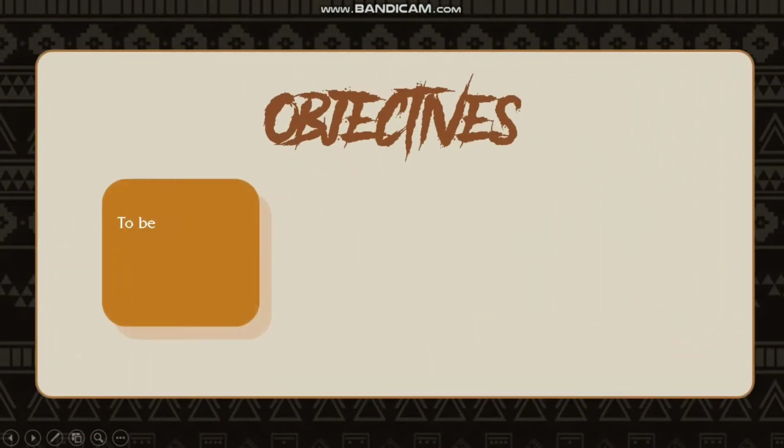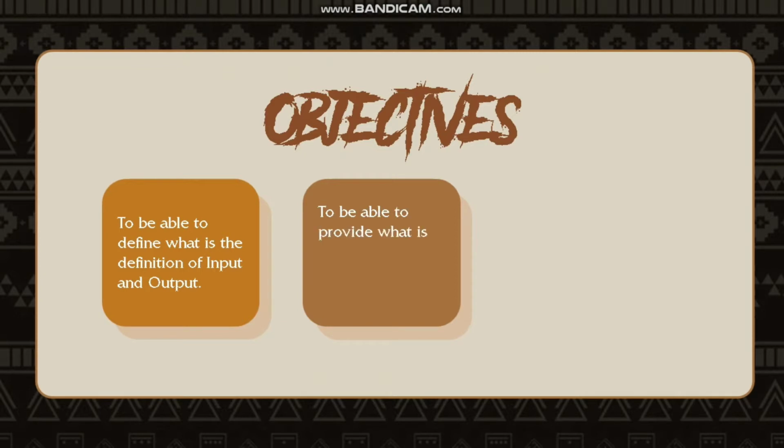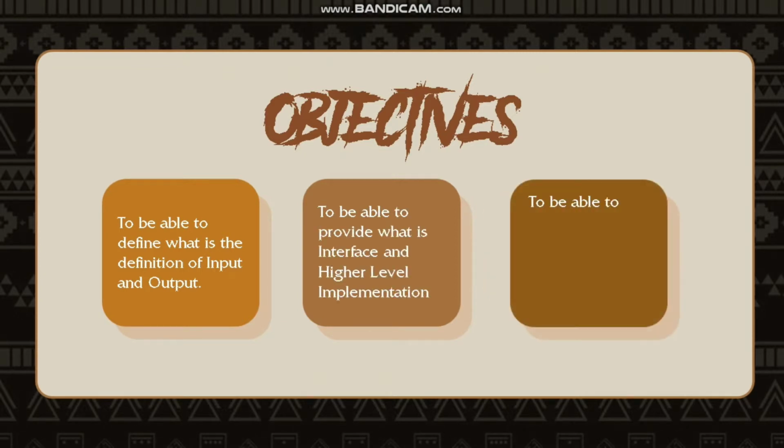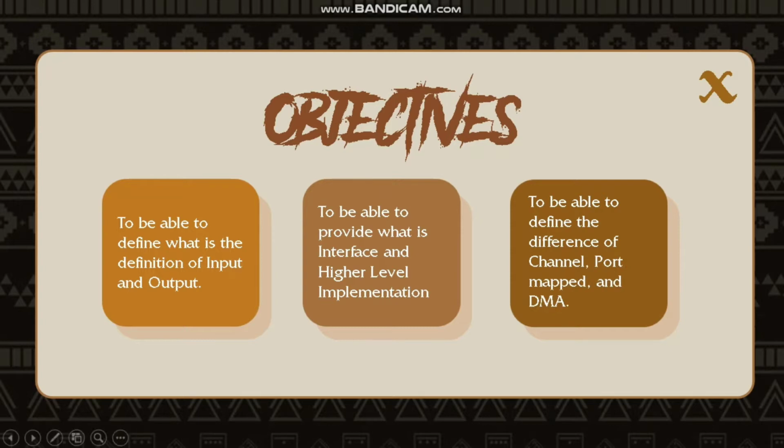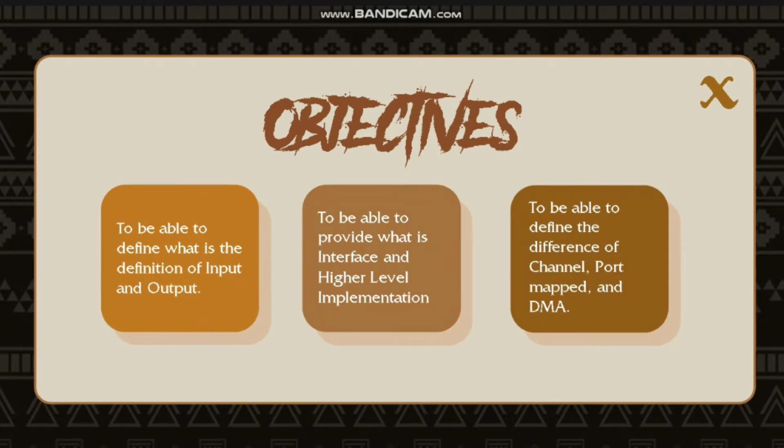Our objectives in this report are, first, to be able to define the definition of input and output; to be able to provide what is interface and higher level implementation; and lastly, to be able to define the difference of channel, port map, and DMA.